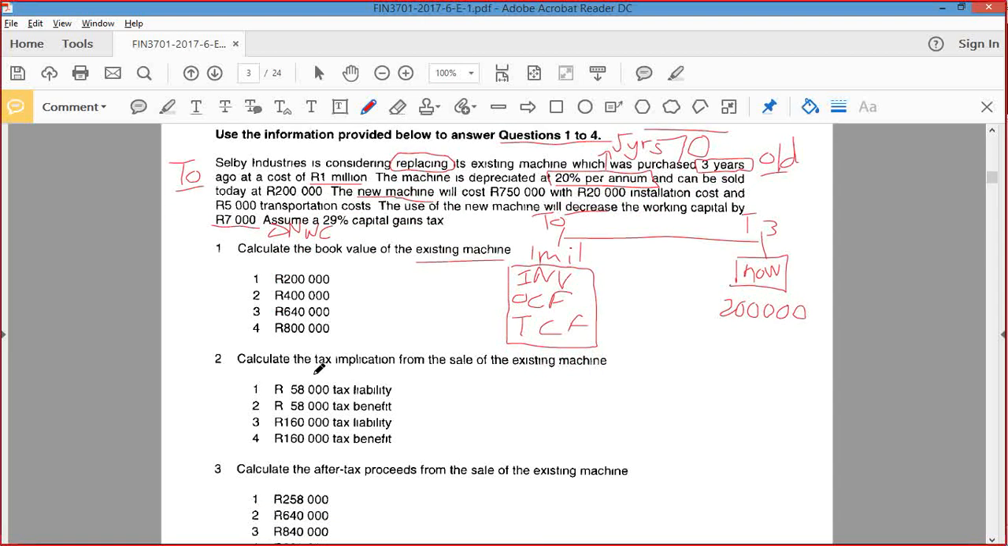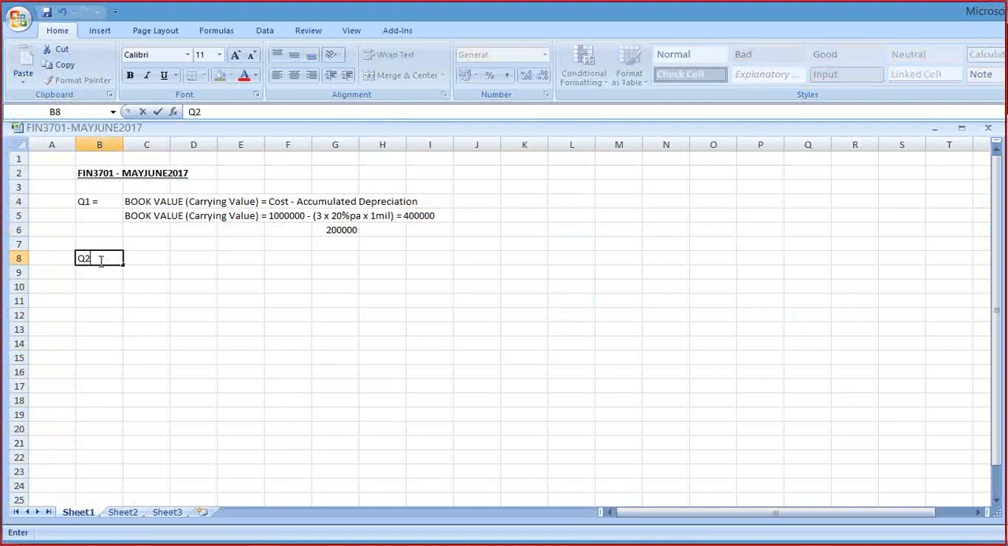Right. Now they're looking at the tax implication from the sale of an existing machine. So when you're selling an existing machine, obviously there's going to be a tax consequence in terms of the CGT that could possibly arise on the sale of an asset. So now I'm obviously going to be selling an asset, and that asset is going to be sold at 200,000, which is less than the book value, exactly. So less than the book value, which would mean there would be a scrapping allowance here, or a loss that would arise on the sale or the disposal of the asset. Yeah.